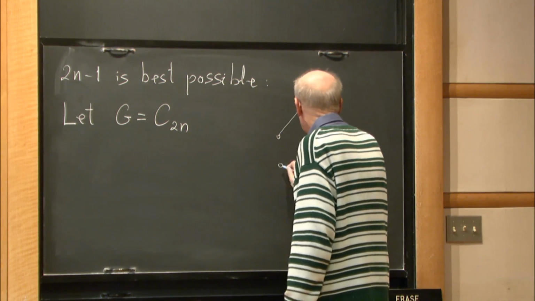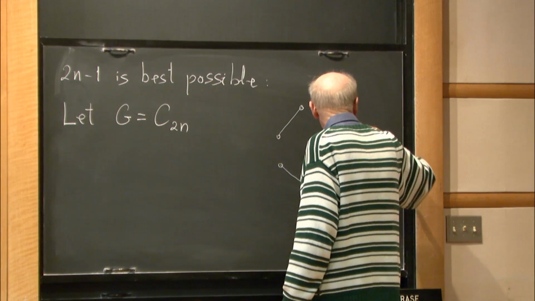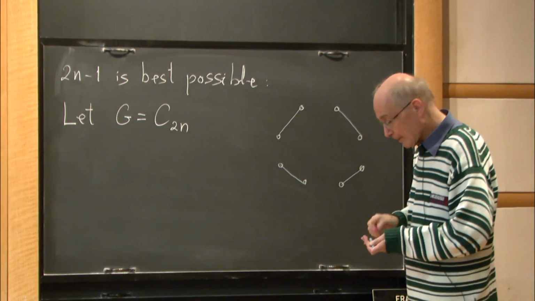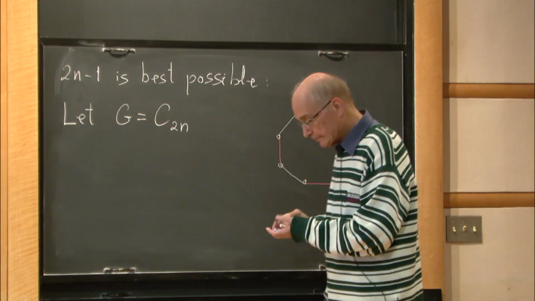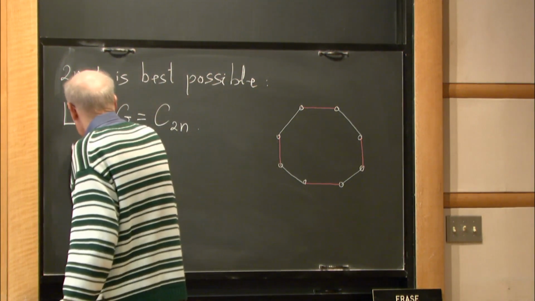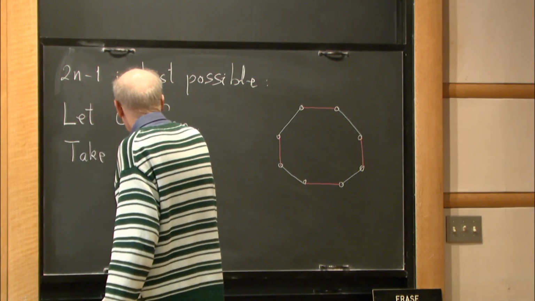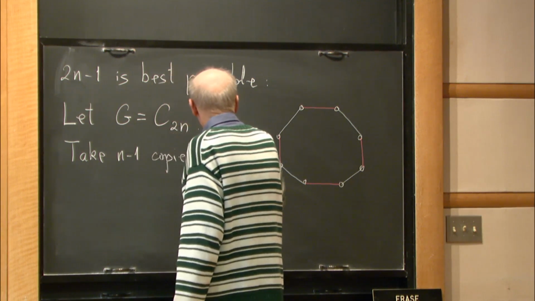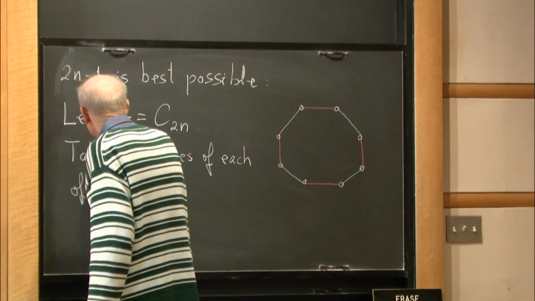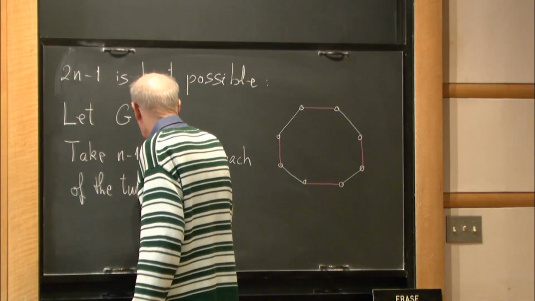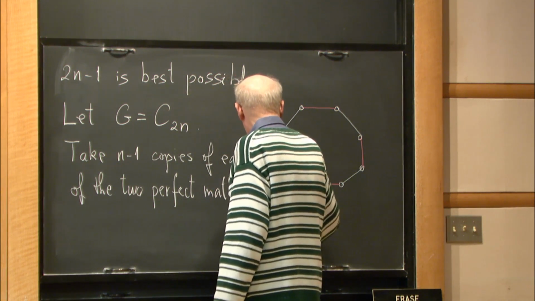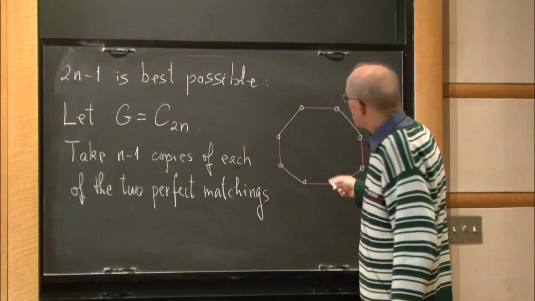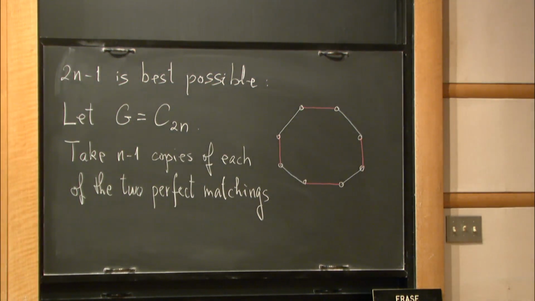Now, this cycle has 2 perfect matchings. I drew in blue one of them, and I'll draw in red the other. And for our example, we take n minus 1 copies of each of the 2 perfect matchings. So we have altogether 2n minus 2, so one less than this number, matchings of size n.